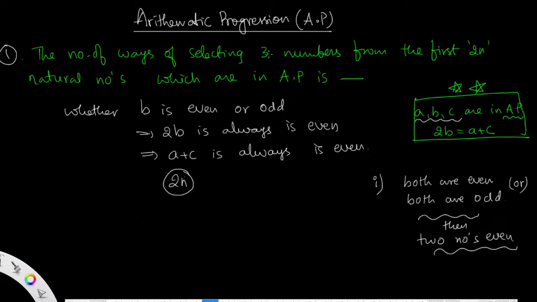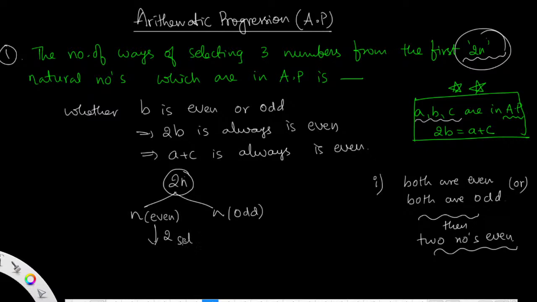So out of the first 2n numbers given, how many cases are there? There are n even numbers and n odd numbers. Compulsorily both should be even, or else both should be odd. From the even numbers we can select two numbers in nC2 ways. From the odd numbers we select two numbers, which is also nC2 ways.